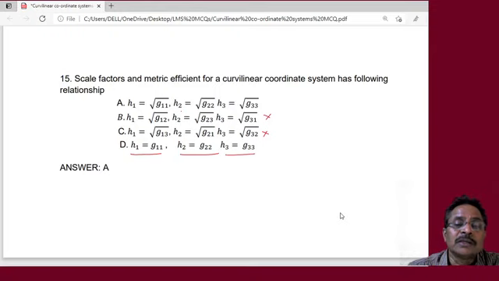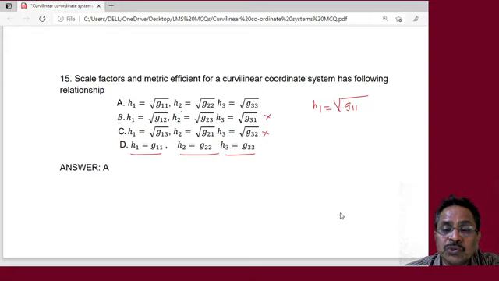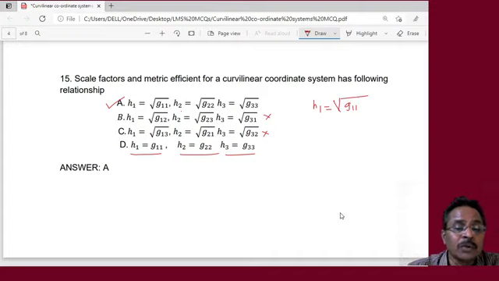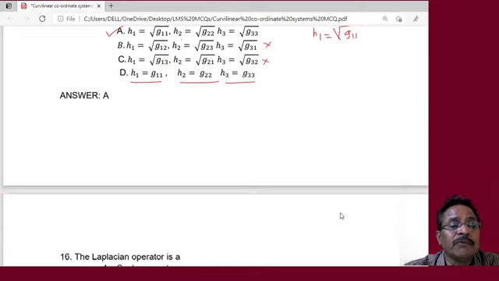So these scale factors and metric coefficients are connected by h1 is equal to square root of g11. So from the first metric coefficient g11, we can get the first scale factor. Similarly, taking the square root of g22, we will get h2. From the square root of g33, we will get h3. Therefore option A is the correct option for this question number 15.